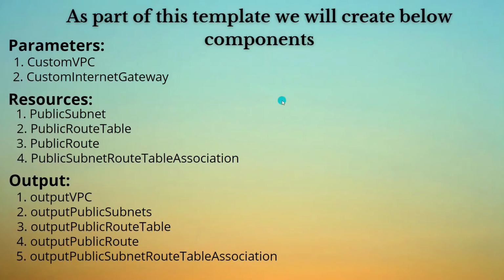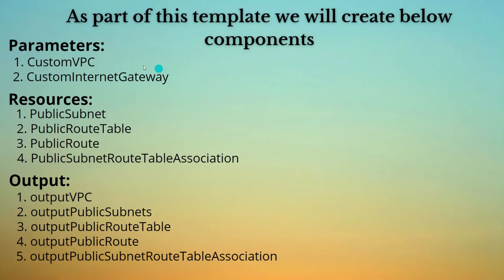Before we go ahead and start writing our template, we need to understand what resources or components we are going to use as a part of this template. In the current template, we are going to use the following components: one would be parameters, another would be resources, and third would be outputs. As I said, we are always going to follow the best practice of using outputs for each and every template that we write as part of this tutorial series.